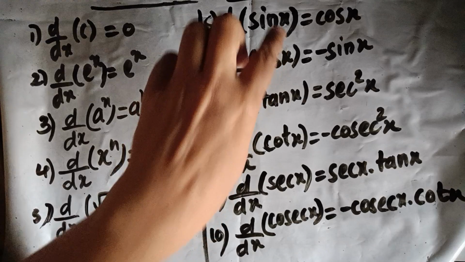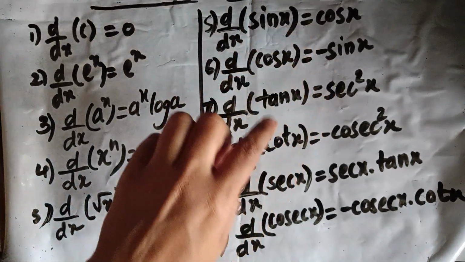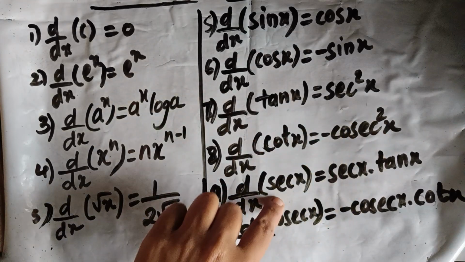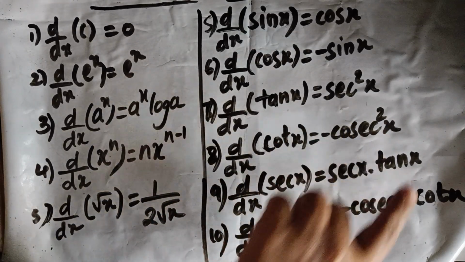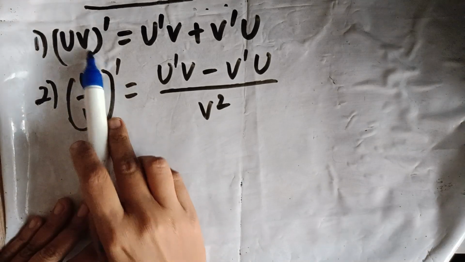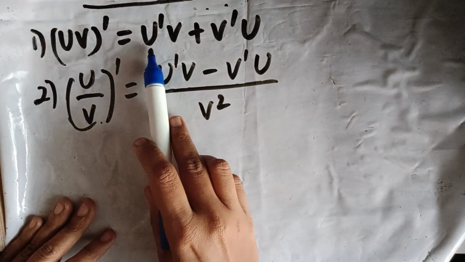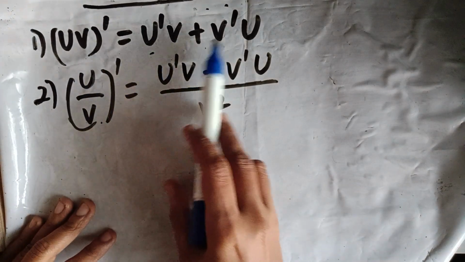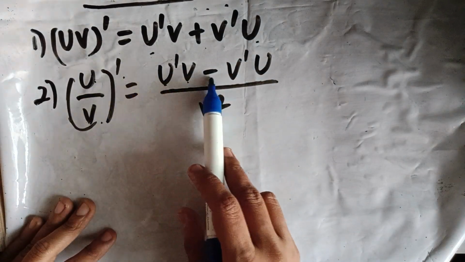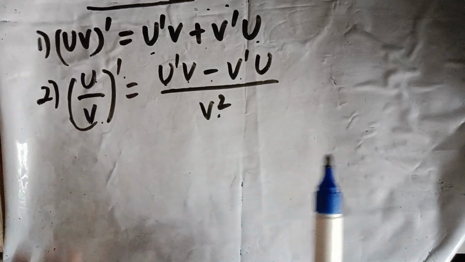Okay. Then sine is cos, cos is minus sine, tan is sec square x, cot is minus cosec square x, sec of x is sec of x into tan of x, cosec of x is minus cosec of x into cot of x. Okay. Next is product rule and quotient rule. In product it is u dash v plus v dash u, and u by v dash it is u dash v minus v dash u upon v square. Okay.